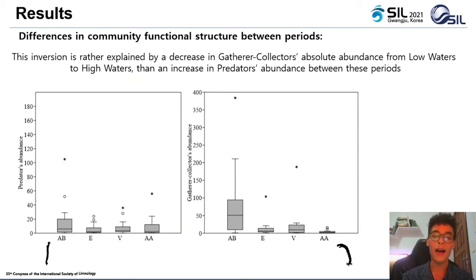Still, we highlight that this inversion is rather explained by a decrease in gatherer-collectors' absolute abundance from low waters to high waters than an increase in predators' abundance between these periods, as it is clear in these box plots.